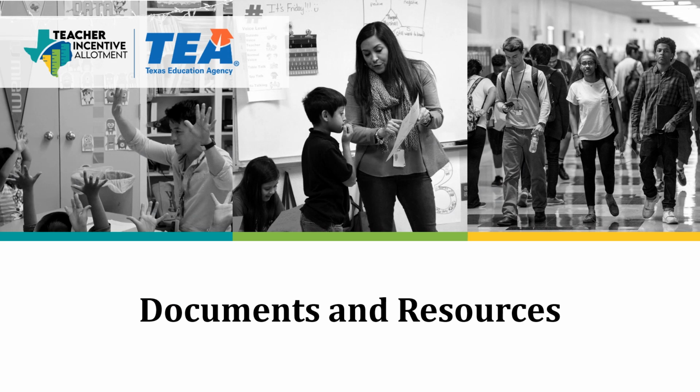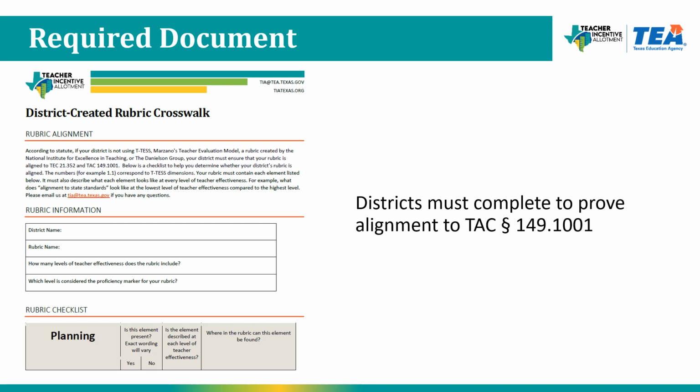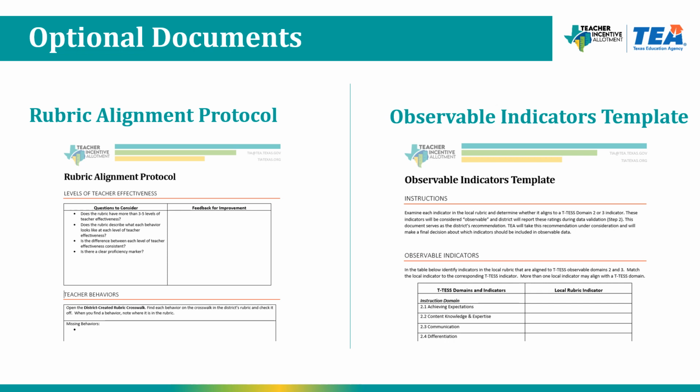We have reviewed several documents today and want to be sure everyone understands which are required and which are optional tools. The district-created rubric crosswalk is a required document that districts must complete as part of their TIA application to prove that their rubric is aligned to the Texas teacher standards. This is basically a checklist of behaviors included in Chapter 149. The Rubric Alignment Protocol and the Observable Indicators template are completely optional and are simply meant as tools to help you evaluate how strong your rubric is overall.